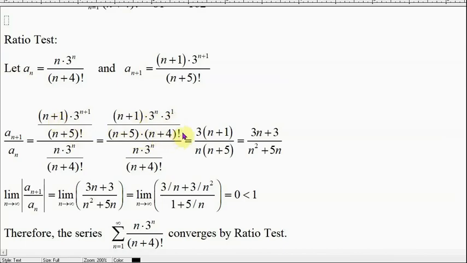Notice that the factor (n plus 4) factorial here and the factor (n plus 4) factorial here will cancel each other out. The 3 to the n and the 3 to the n will cancel each other out. And so what's left up here is just 3 times (n plus 1), and then we have (n plus 5) times n. So we end up with (3n plus 3) over (n squared plus 5n).